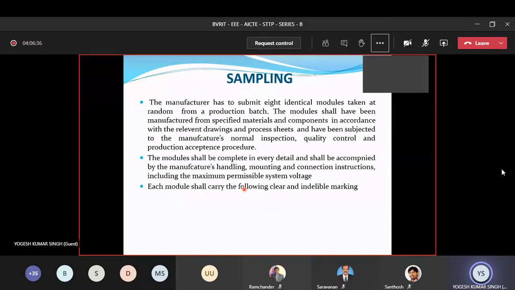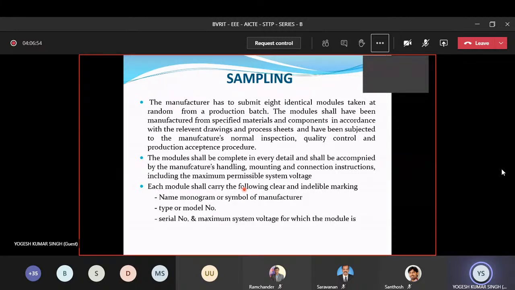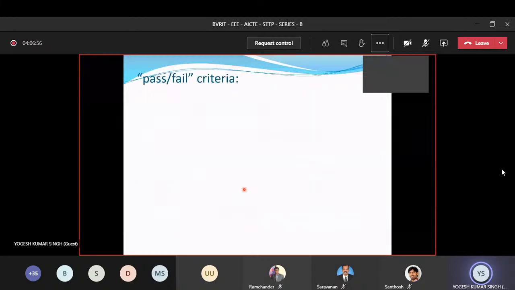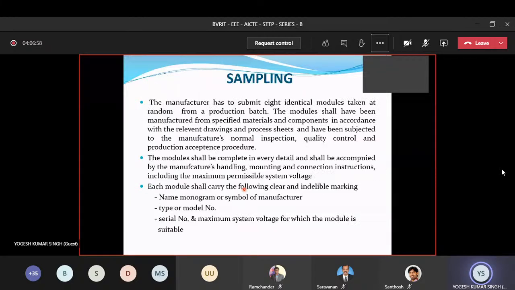Then each module shall carry clear and indelible marking. Whatever marking is required, the major markings like the name, monogram or symbol of the manufacturer, then the type or model number, then the serial number, and the maximum system voltage for which the module is suitable. So these are the things that come in the sampling. So this is the sampling criteria.